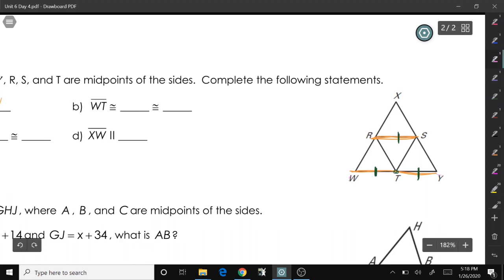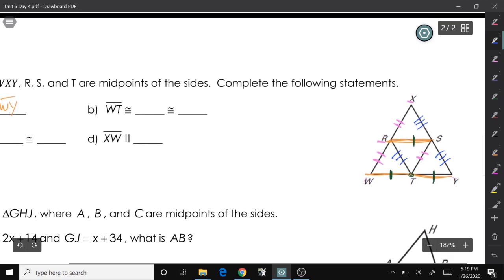We can do the same thing for each side. R is the midpoint of XW. So this is congruent to RW. But that also means ST is congruent to those as well. And then finally, we have XS and SY is congruent to RT.